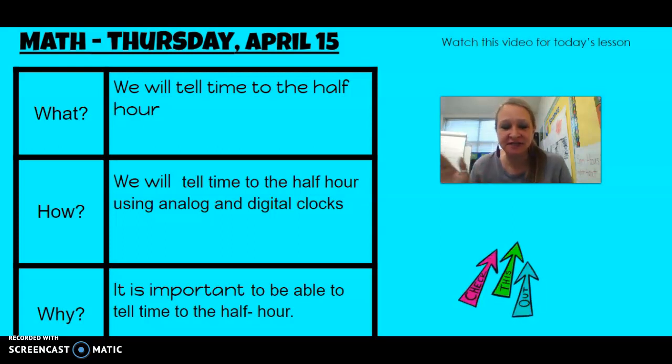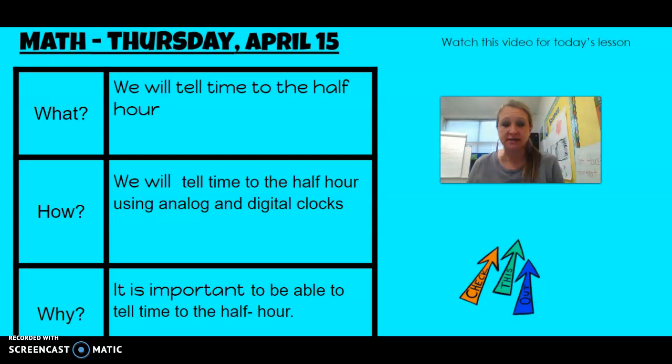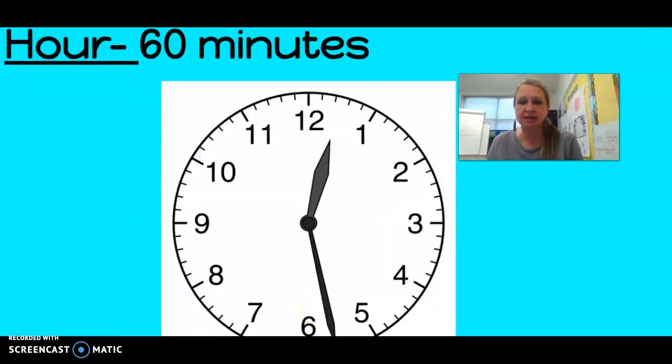Happy Thursday, first grade. Today we will tell time to the half hour. We will tell time to the half hour using analog and digital clocks. It is important to be able to tell time to the half hour. Let's review our vocabulary words.